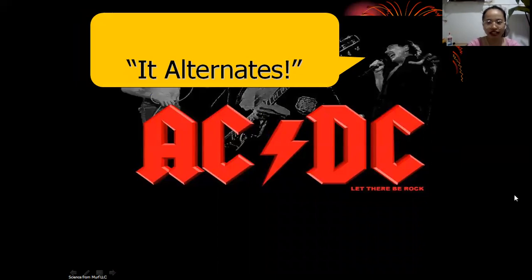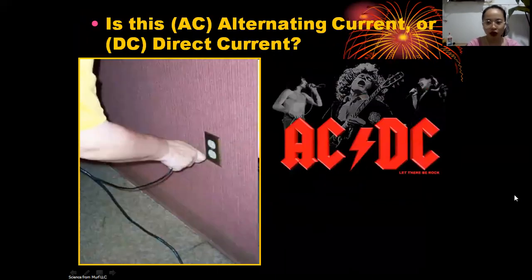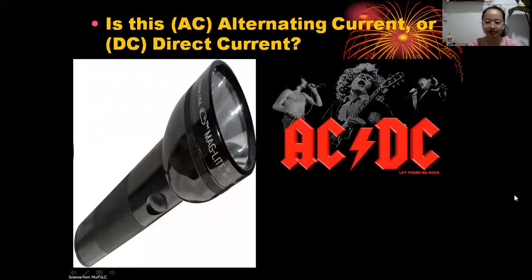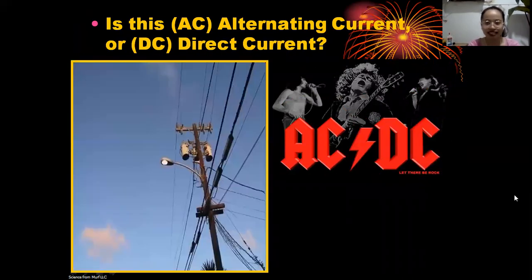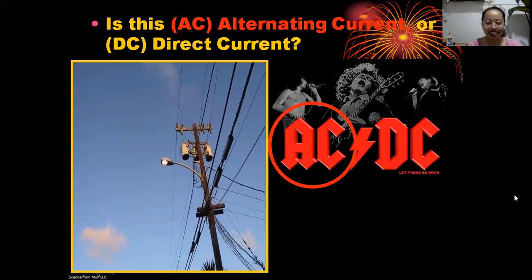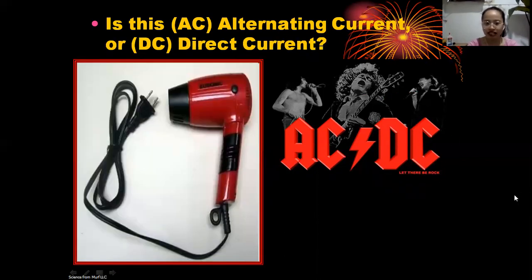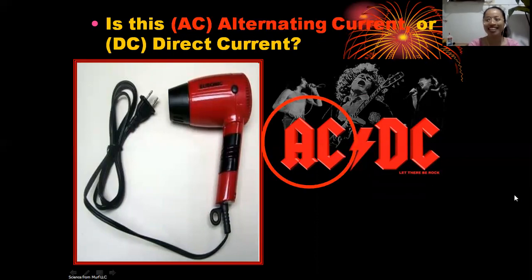Oh, here. How about that one? Is it AC or DC? Okay, very good. It's AC. This one. DC. This one. AC. How about this one? The car battery. It's the DC. How about this one? Oh, it's the AC. Very good.